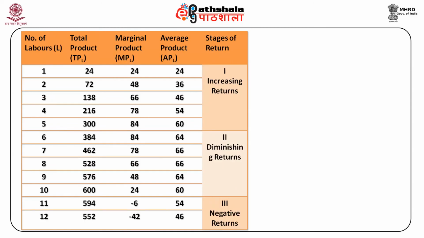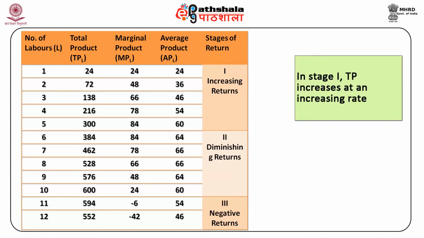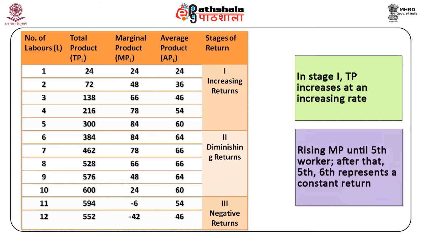Hence, given the number of workers and total product, average product, we can derive the marginal product. Consider the table. Let us now know about the three stages in the law of diminishing returns. In stage 1, total product increases at an increasing rate as labor increases. This is indicated by the rising marginal product until the employment of the fifth worker. After that, the fifth and the sixth labor represent a constant return to a variable factor.